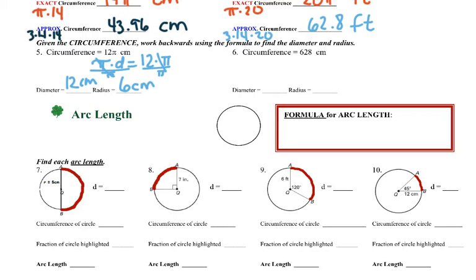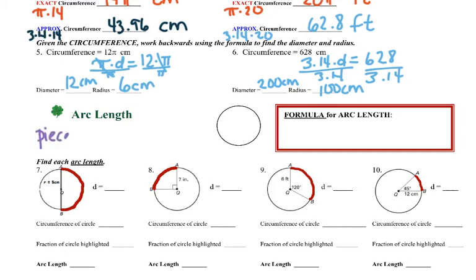Here, it's going to be an approximate one because there's no pi symbol. So 3.14 times d equals 628. So I'm going to divide both sides by 3.14 on my calculator. And this is going to be 200. So the diameter is 200 centimeters, so the radius is 100 centimeters. Almost done.